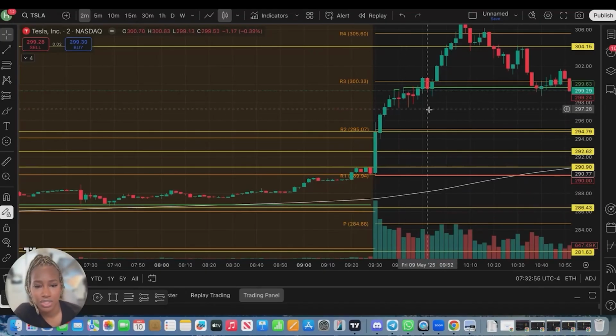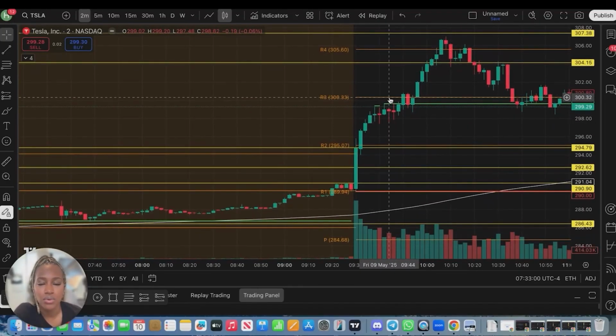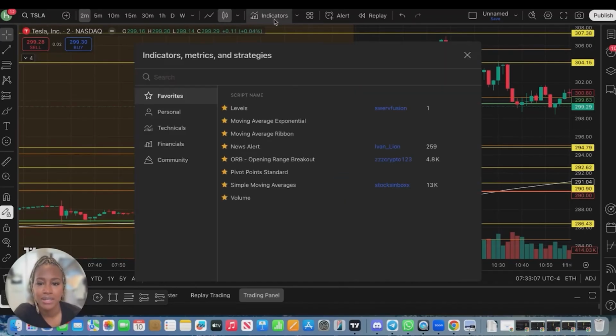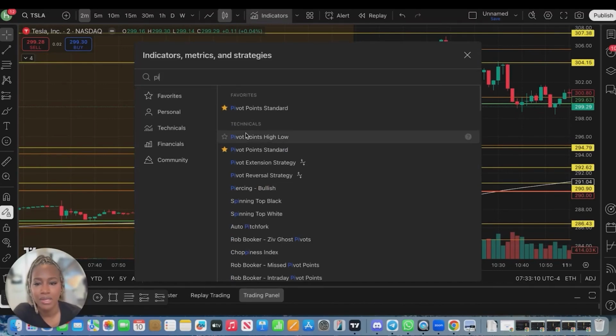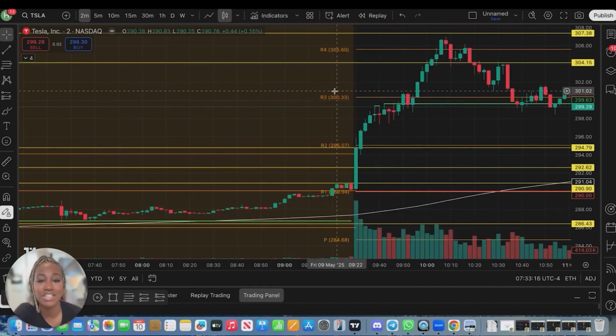I'm gonna give you all a little gem for being here, right? These orange lines are called pivots. I use those as levels also. Those are critical levels. So how do you get those on your chart? You go to indicators and then you type in pivot, and pivot point standard is going to come up, and you add that to your chart and you'll get these pivots.